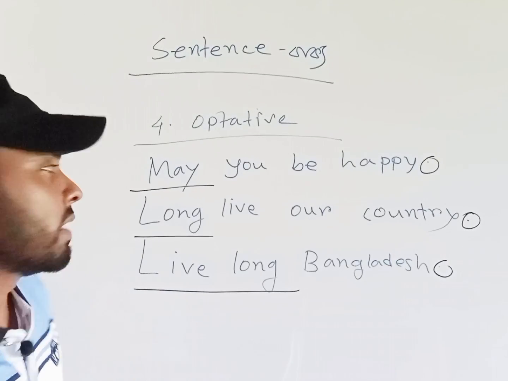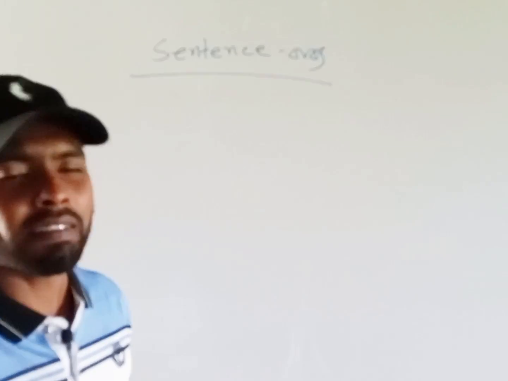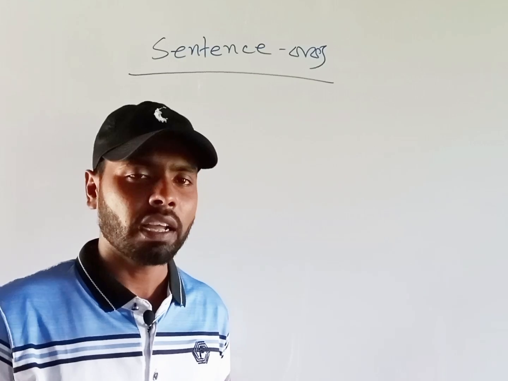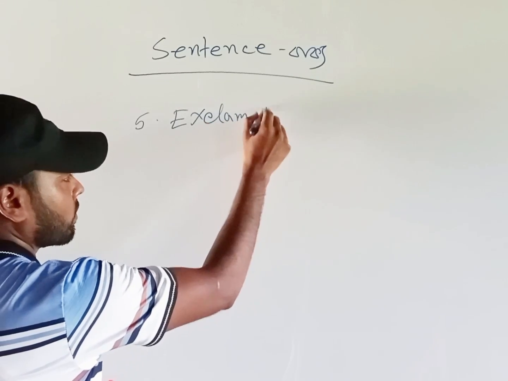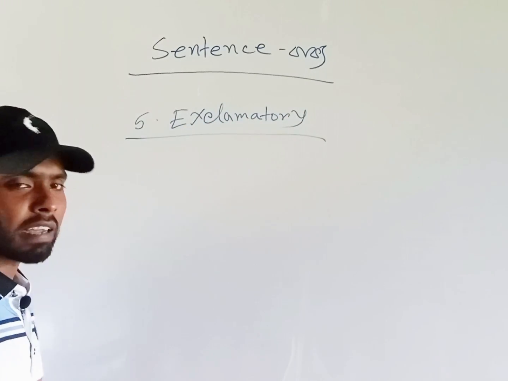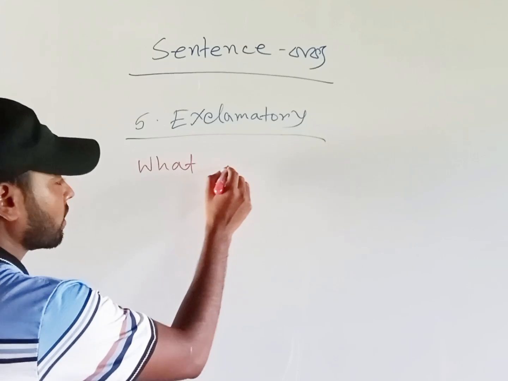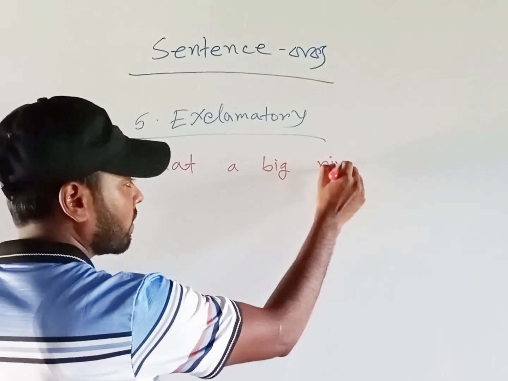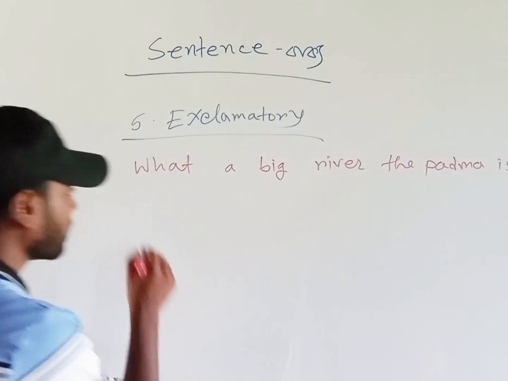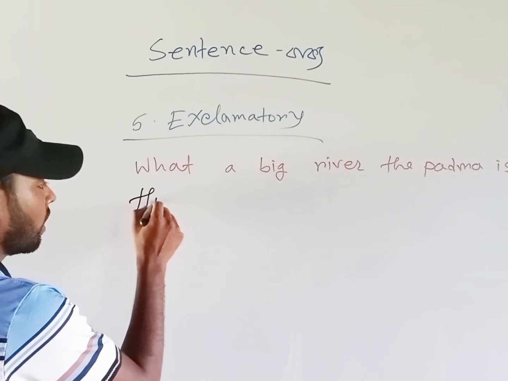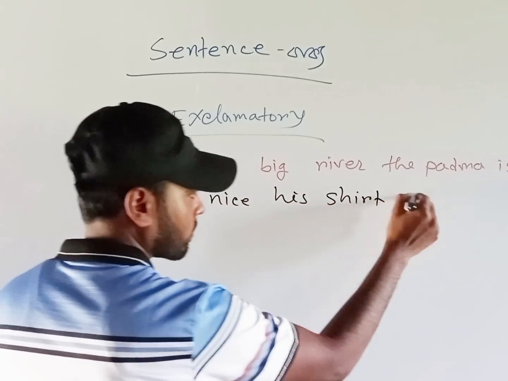And number 5 is exclamatory sentence. What is an exclamatory sentence? An exclamatory sentence is a sentence which expresses sudden feeling of mind. For example, what a big river the Podda is. How nice his shirt is.